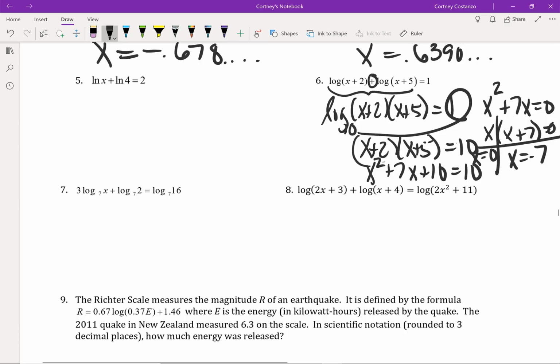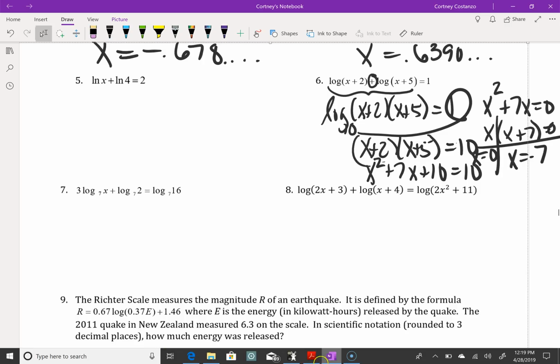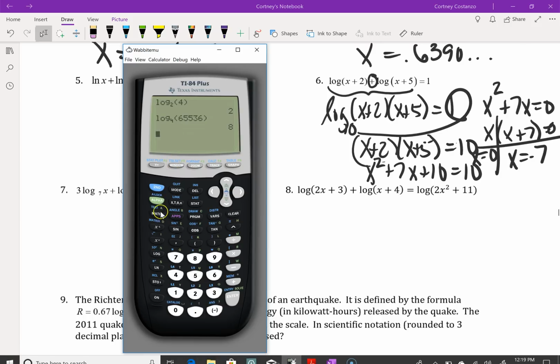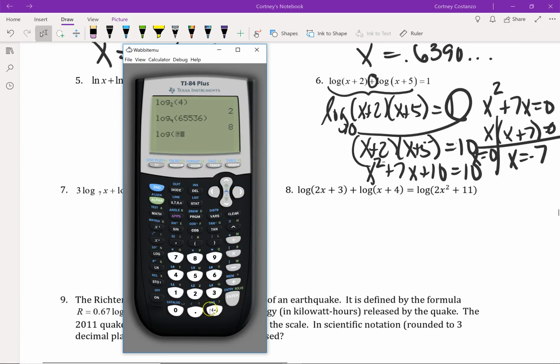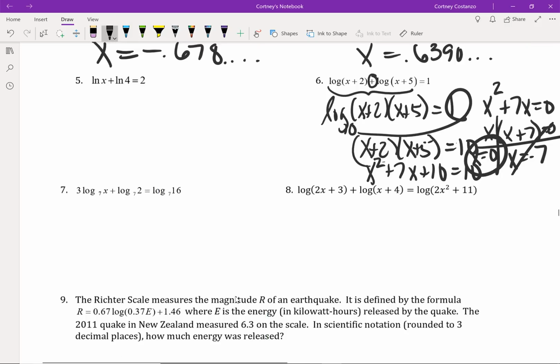You actually cannot take the log of a negative number, and I'll show you. If I type in log of -7 plus 2, hopefully you agree that negative 7 plus 2 is still a negative result. My calculator will tell me non-real answer. So this one actually rejects. So my only solution is 0 on that one.